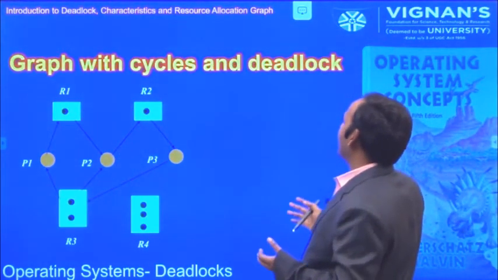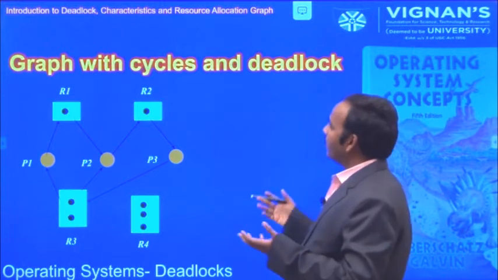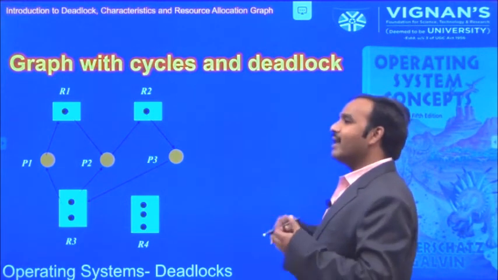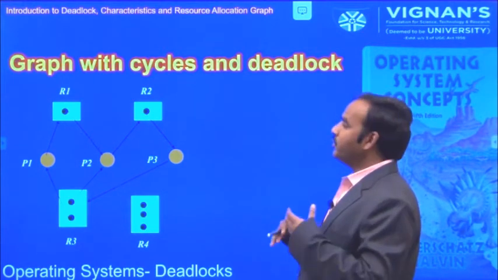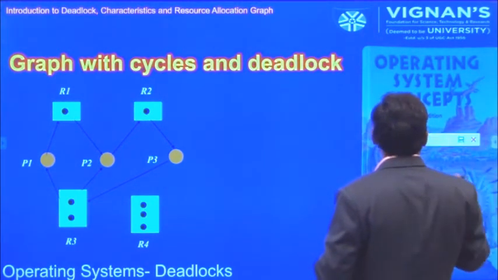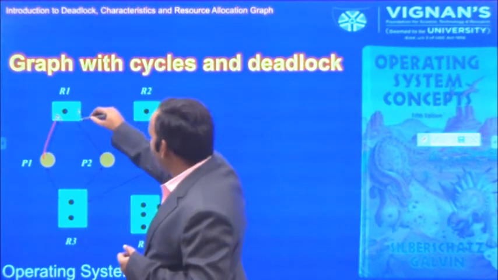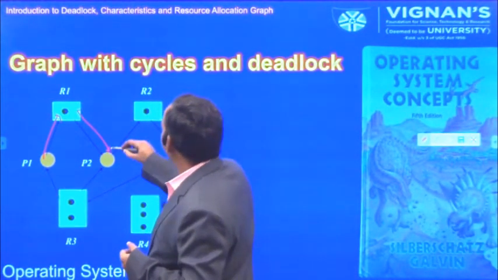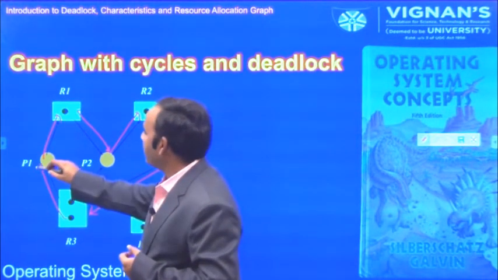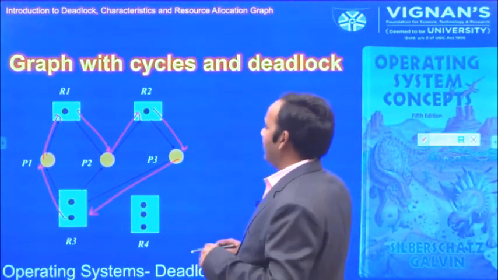And here is the graph with the cycle and deadlock. In this example, deadlock has occurred because there is a cycle. But in the previous example, the cycle is there, but there is no deadlock. Once again, interpret it properly. Where is the cycle? P1 to R1, R1 to P2, P2 to R2, R2 to P3, P3 to R3, and R3 to P1. Can any process continue its execution in this graph?